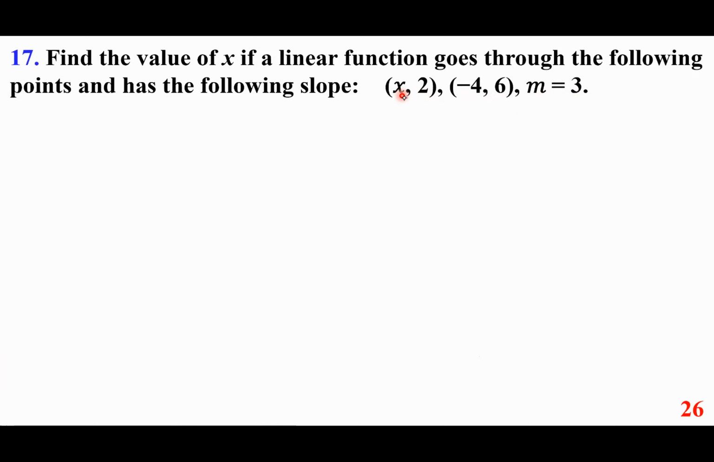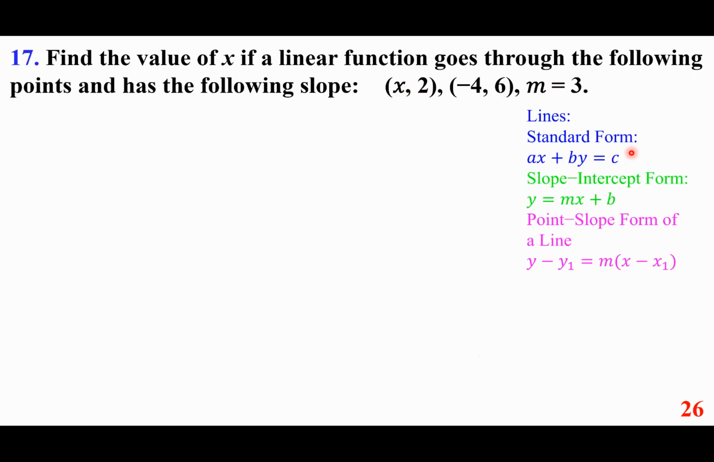So I'm going to remind everybody a few things we've done already. Standard form of a line, ax plus by equals c. Slope intercept form, y equals mx plus b. Point slope, y minus y1 equals m times x minus x sub 1. Vertical line, x equals a, slope is undefined, x intercept takes place at a comma 0. Horizontal line, y equals b, slope equal to 0, y intercept takes place at 0 comma b.